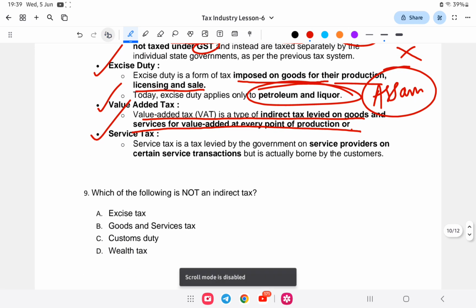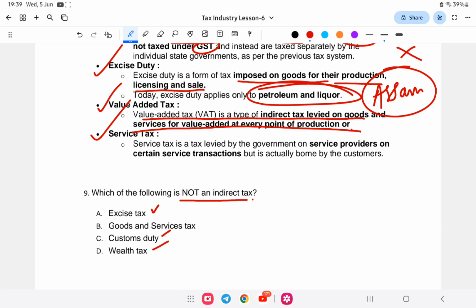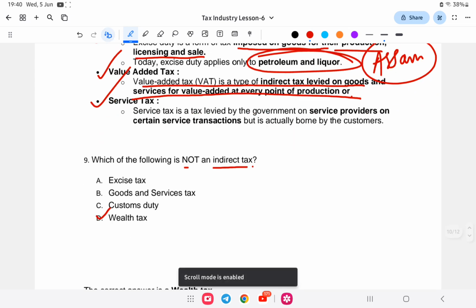Question number 9. Which of the following is not an indirect tax? Excise tax and customs tax are indirect taxes, as they apply to goods and services. So the answer is wealth tax. Wealth tax is not an indirect tax, it is a direct tax.